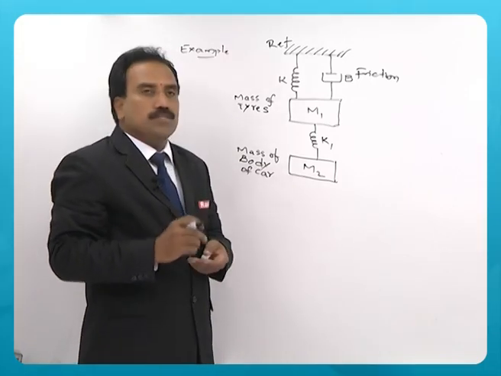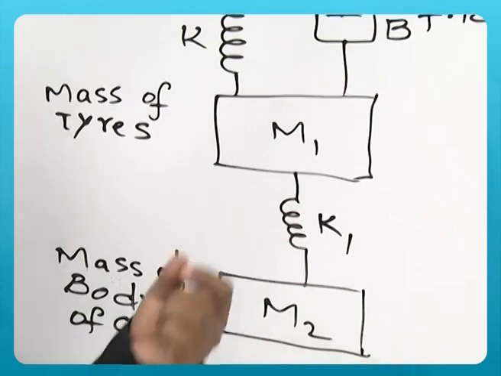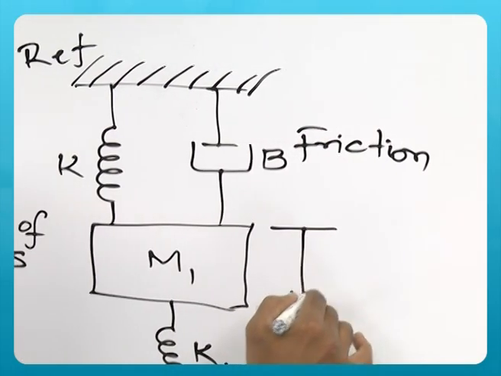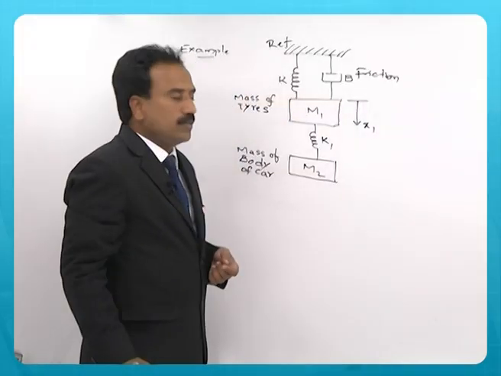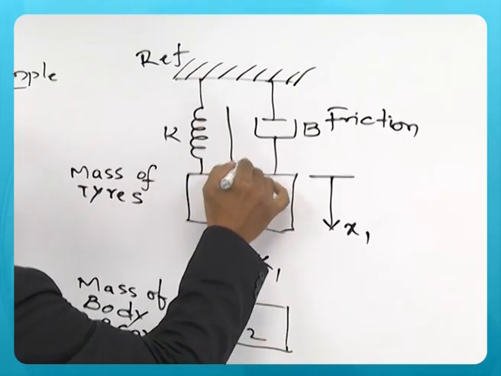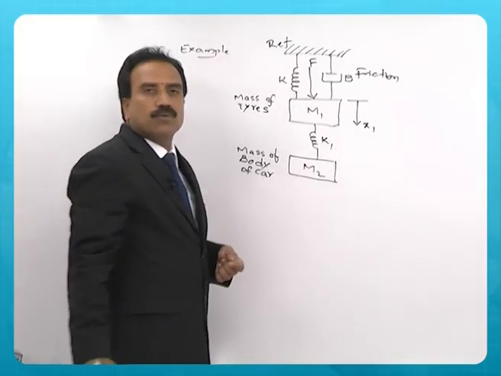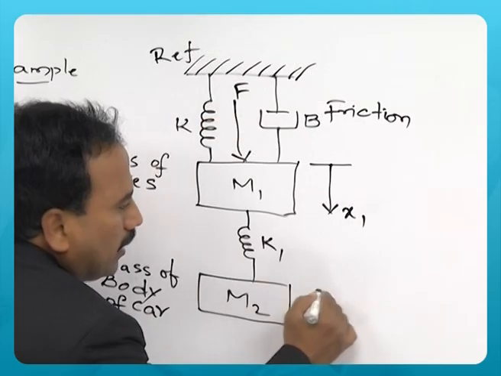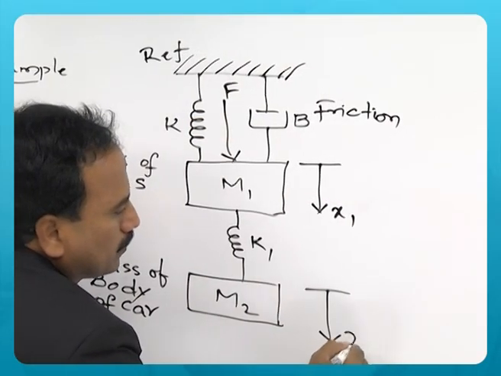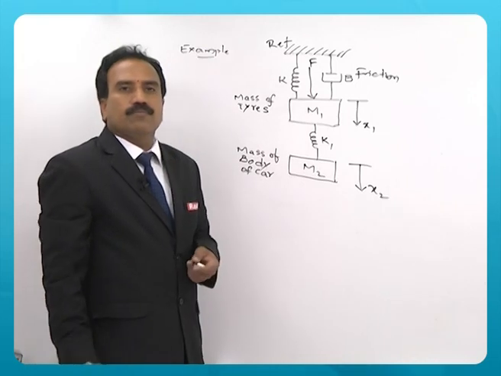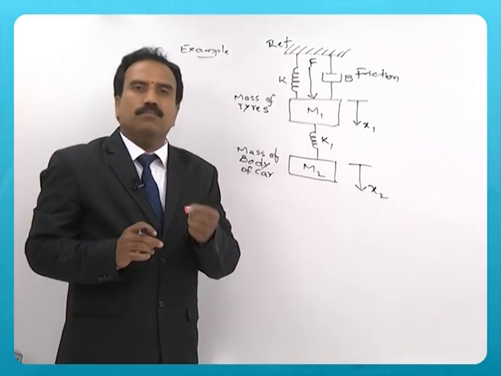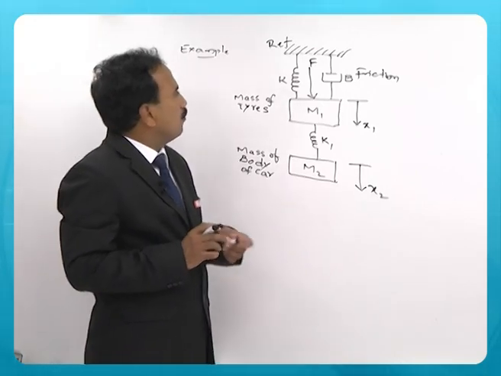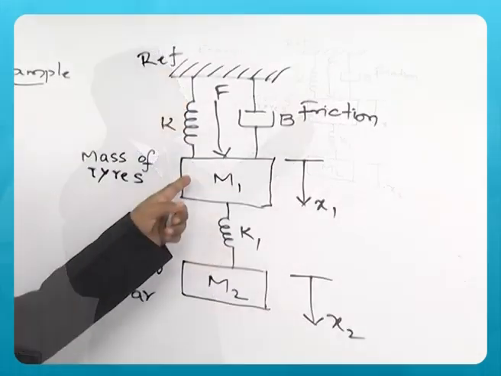So, always remember every mass is associated with a certain displacement. Say this is a mass having a displacement of x1. When force is applied on a mass, it will have a displacement x1, and the displacement of mass 2 is x2. So, you should keep in mind that mass is associated with some displacement. Certainly, force is applied on mass 1, here m1.